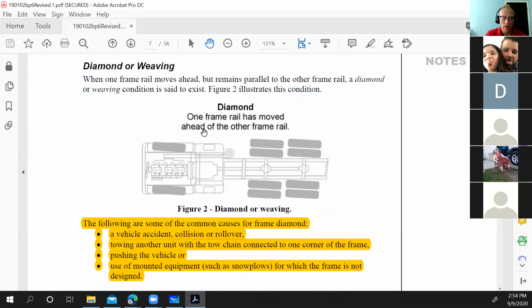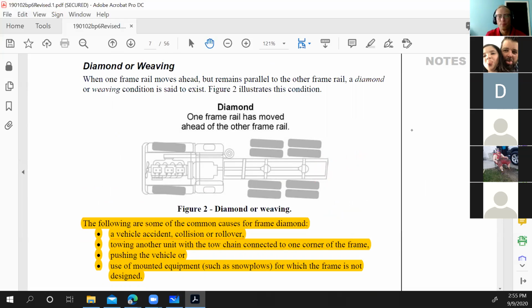Diamond. So one frame rail has moved ahead of the other one. It's a little bit hard to tell, but in this image that they're showing us right here, this one is farther back than this one is, and this one's a bit ahead, okay? So this is the diamond or weaving. Remember when we talked about what those gussets are for and they prevent that weaving? This is what it looks like. So the other term we can call it is diamond. Your frame is going diamond shape.